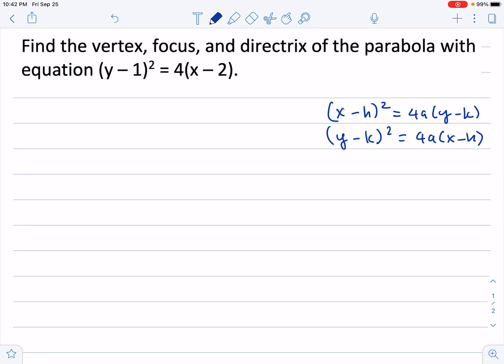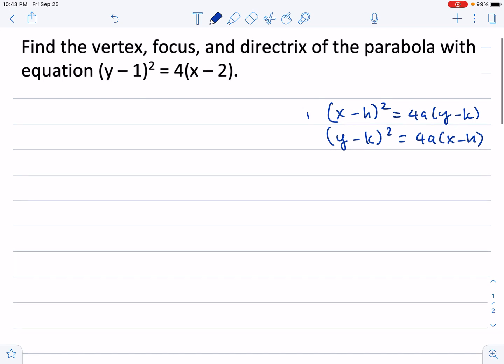In this video, itutuloy natin yung series natin on Senior High School Precalculus. So itutuloy natin yung discussion natin on parabolas with vertex at (h, k). Tignan natin tong problem na to. Find the vertex, focus, and directrix of the parabola with equation (y - 1)^2 = 4(x - 2).